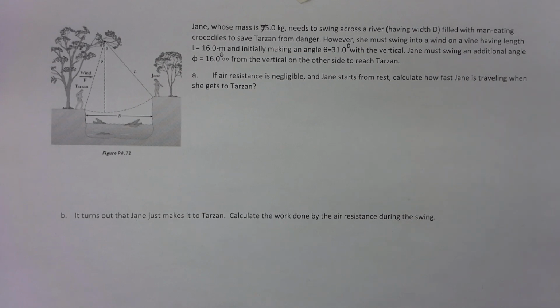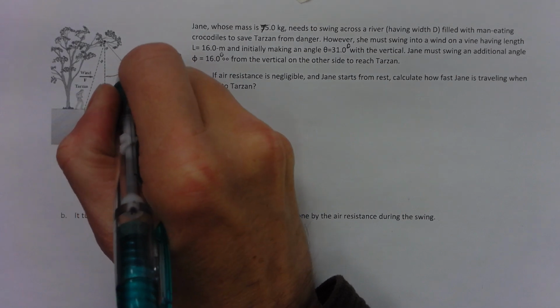But she needs to swing across the river. The river has a width of D. It's filled with man-eating crocodiles, and she has to save Tarzan from danger over there. However, she's got to swing into the wind on a vine having a length of 16 meters and initially make an angle of 31 degrees with the vertical. So that's this. That's the 31.